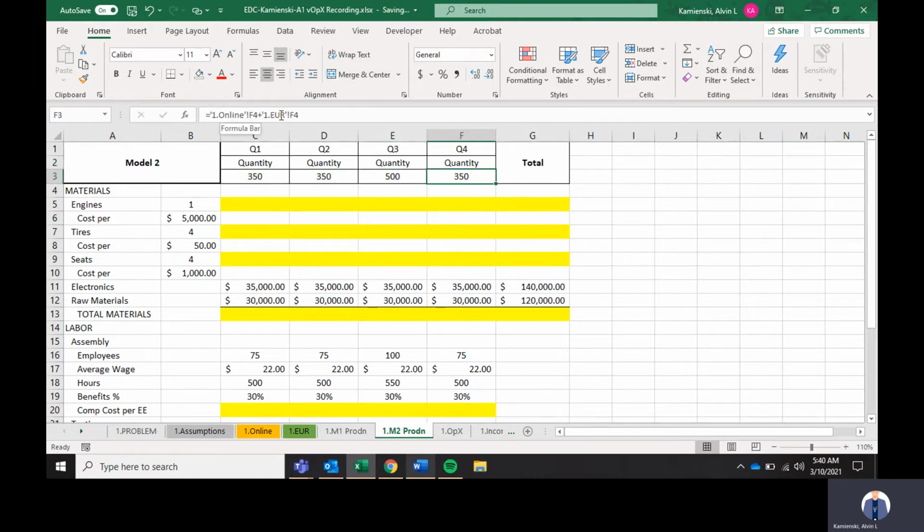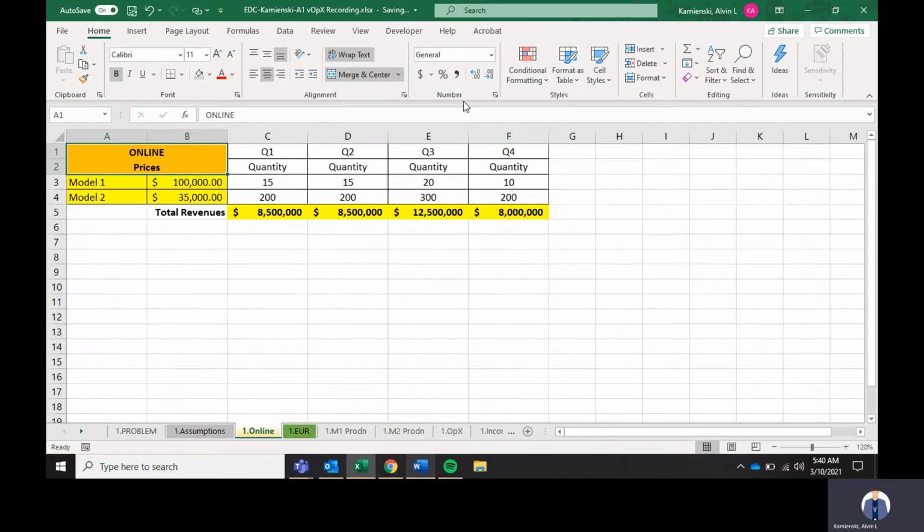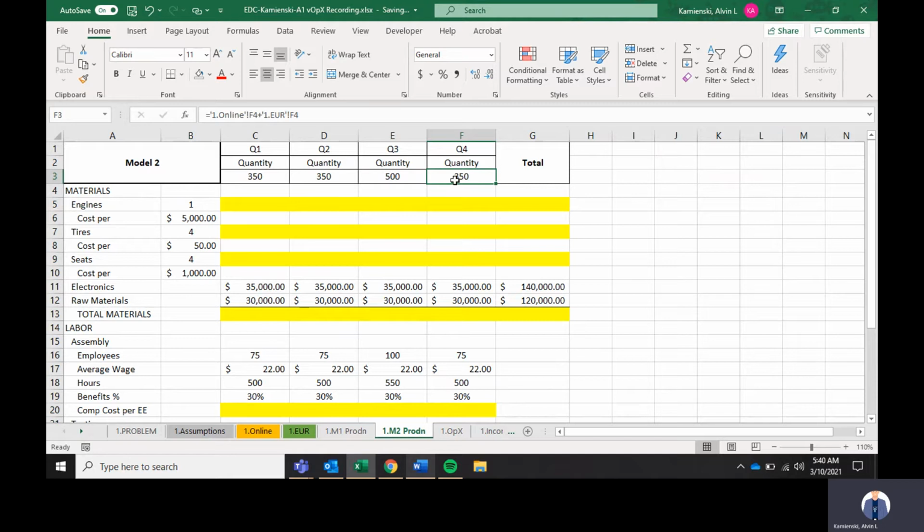Online F4 plus Europe F4. Online F4 Model 2 Q4 200, great. Europe F4 Q4 Model 2 150, great. I should expect to see 350 in that cell. Excellent. This time, I'm going to redo these formulas coming down the column and then just copy and paste them over since they're the same structure.